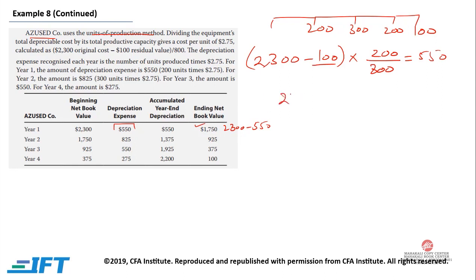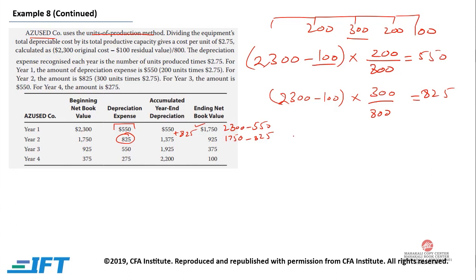Next year again it's 2300 minus 100 into, we have produced 300 and the total amount is 800, so 2200 into 300 divided by 800 gives us 825. So second year depreciation is 825, so we add 550 and 825, we get 1375. That's your accumulated depreciation, and the net book value would be 1750 minus 825.